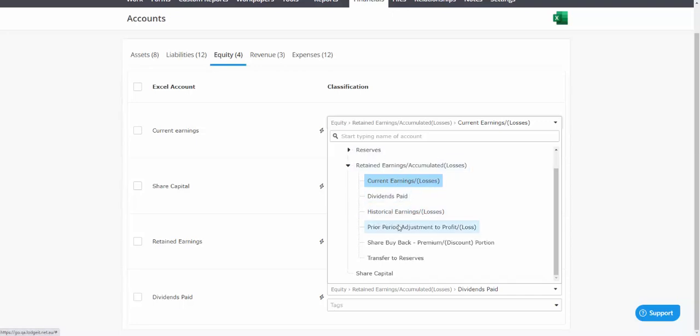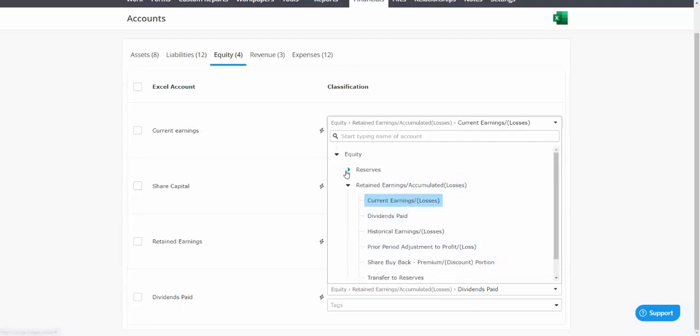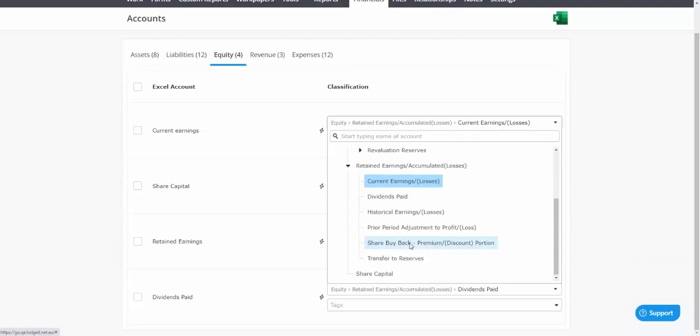So just note that with respect to classification, there are some differences when it comes to equity. Obviously, every company typically has share capital. And if you're transferring money out of your retained earnings, or transferring value out of your retained earnings to reserves, you've got the transfer out, so you can record against that.